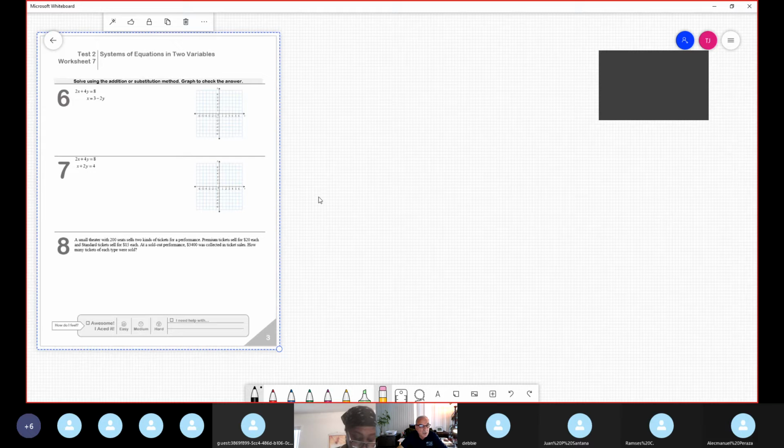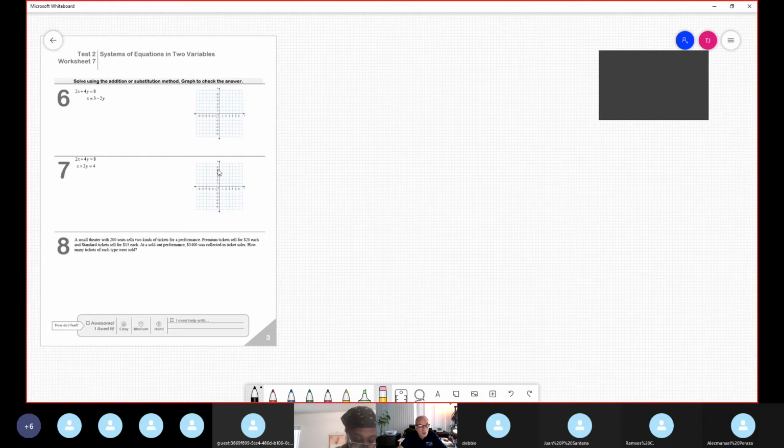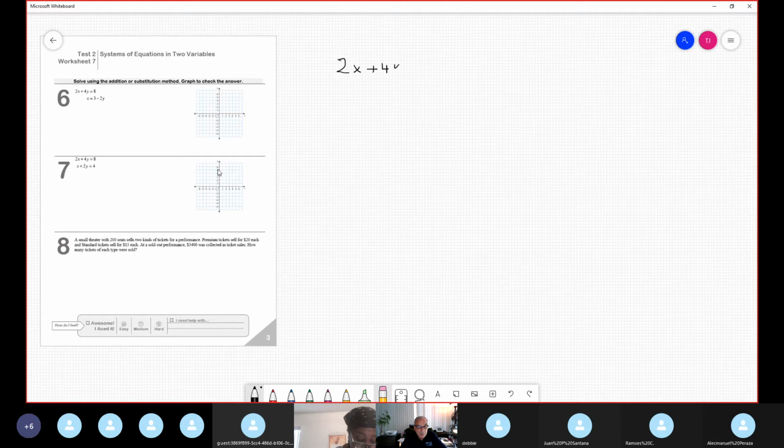Okay. In this case, they want it graphically. Okay, let's do it. The system is 2x plus 4y equal 8, x equal 3 minus 2y. Let's do elimination or substitution in this case, because I take advantage that x is already isolated.